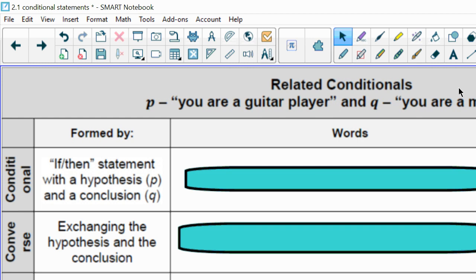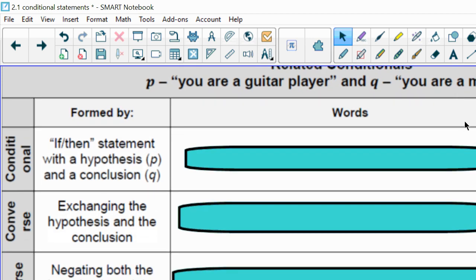All right, so here's where you're going to write a lot. Okay, there are 4 types of statements, okay? We have conditional statements, which are what we've been starting with, which is if P, then Q. Then we have the converse, which is the conditional backwards. So if Q, then P. Then we have the inverse, which is the negation of the conditional. So not P, then not Q. And then the contrapositive, which is the opposite of the converse. So not Q, then not P.